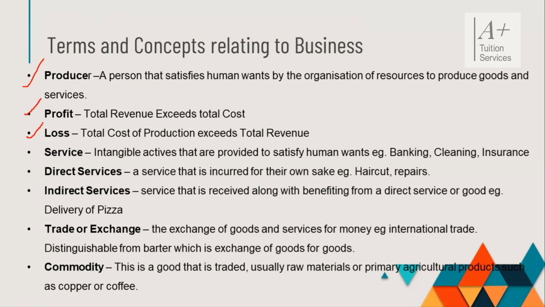So if I spend $100 to bake a bread and I receive $50 return, then I make a loss of $50, right? So the money used in production is always more than what you actually get from it.